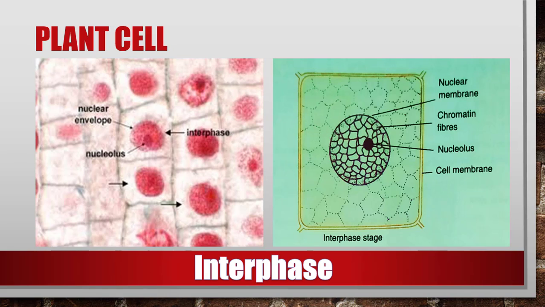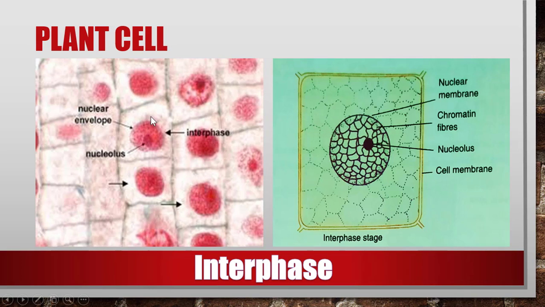So the first stage which we are going to identify here is the interphase stage. This is a non-dividing phase of the cell cycle between two successive cell divisions. Here you will find that the chromatin fibers appear in the form of a network within the nucleus.